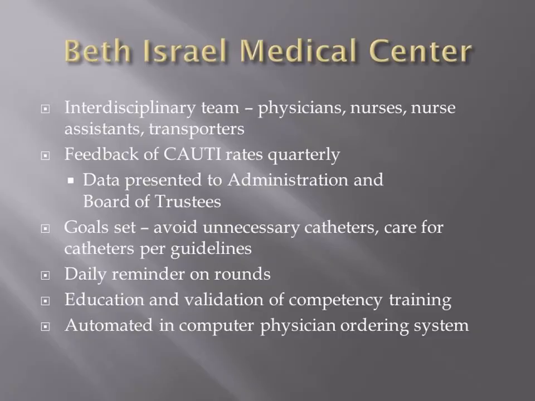So here's a case study that was done at Beth Israel Medical Center in New York City. They've developed a way to decrease the number of CAUTIs found in the hospital. They formed an interdisciplinary team, which was composed of physicians, nurses, nurse assistants, and even transporters. And quarterly, the Board of Trustees, as well as the administration, was given feedback rates as to the number of CAUTIs that occur throughout the hospital.